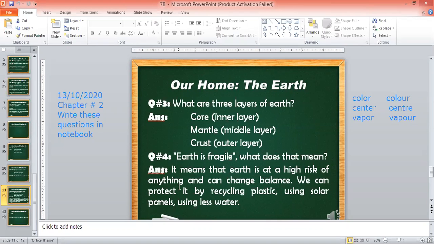Everyone should write this answer in the notebook. This is the answer for question number 4. This is the last question of the chapter. Everybody should write it. After this question, some students write very fast. Good.